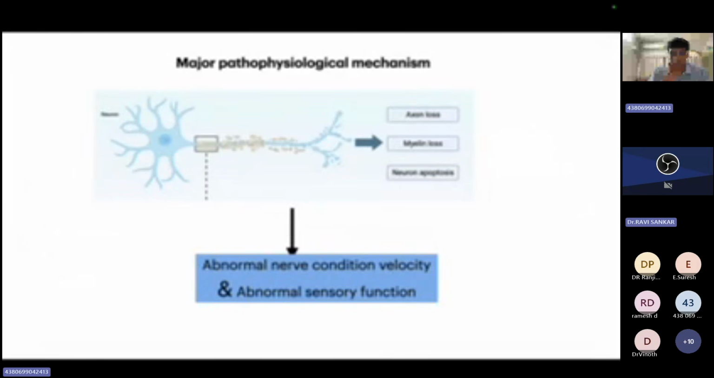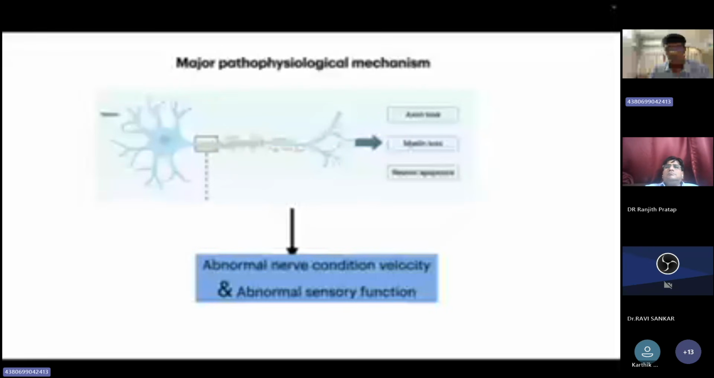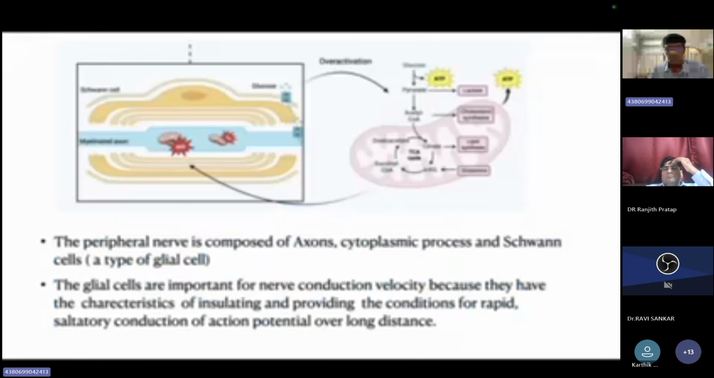So here is the major pathophysiological mechanism, where there is a significant myelin loss, which results in axonal damage and neuronal apoptosis, which results in abnormal nerve conduction velocities and abnormal sensory functions. So in this image, we see a myelinated neuron which is protected by the Schwann cells. The peripheral nerve is composed of myelinated axons with the cytoplasmic process and the Schwann cells. The Schwann cells are nothing but a type of glial cells.